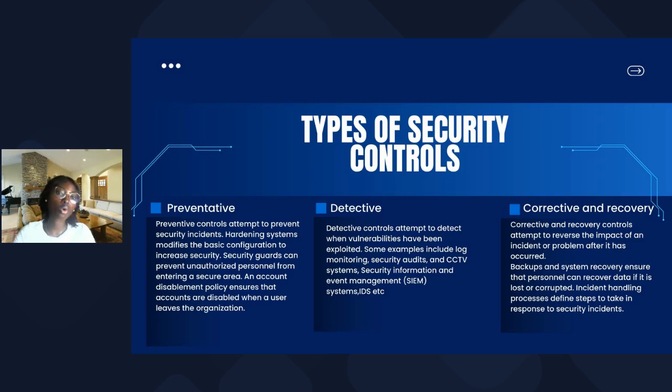Another example of corrective and recovery control is the incident handling process, right? As cybersecurity analysts, we must have heard of incident response policy, incident response processes. So what you're trying to do is, if your organization ever falls victim to a data breach, what are the plans you've put in place to help your organization recover? What are the step-by-step plans that you have? Do you have your incident response team ready to respond to that particular incident? That way, as a whole, it serves as a recovery control, a corrective control.